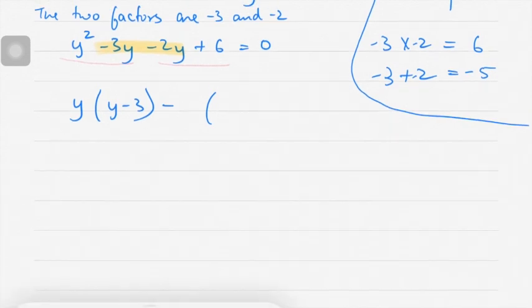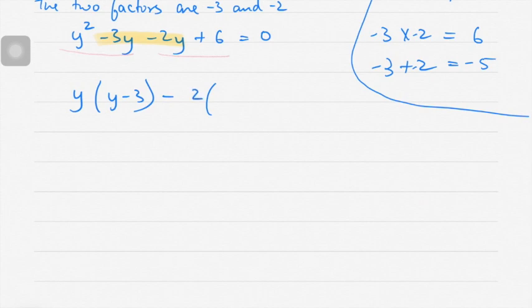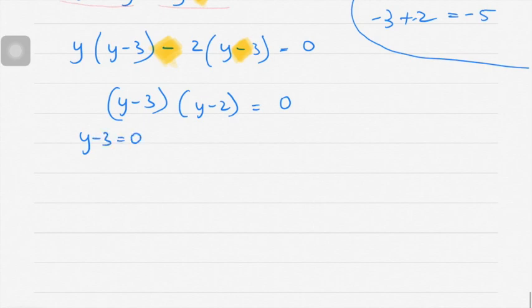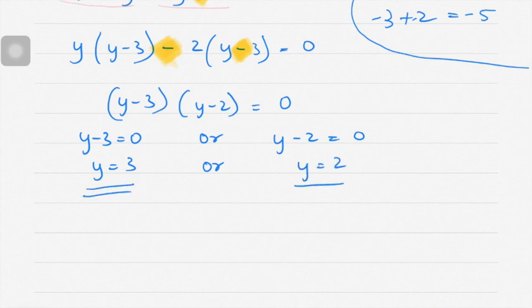No, the y is not common in the second part, right? In the second part, 2 is common, correct? And the uncommon is y minus 3, is equal to 0. See, again I am showing minus will make plus. Correct? Minus is plus. Okay? So minus 2 into minus 3 is plus 6. That's why it is minus. Okay. So the common one is y minus 3 and uncommon one is y minus 2 is equal to 0. So y minus 3 is equal to 0 or y minus 2 is equal to 0. So y is equal to 3 or y is equal to 2.